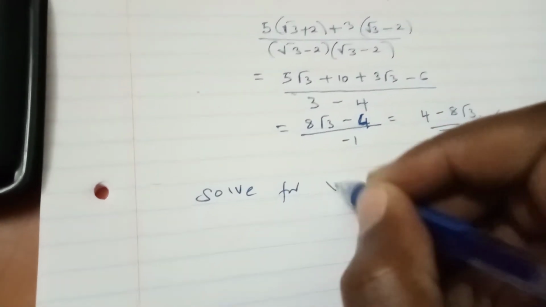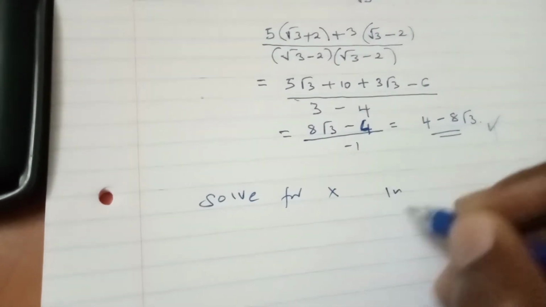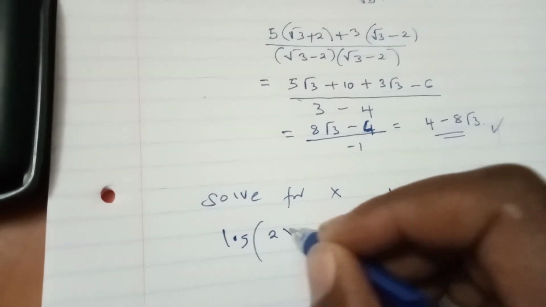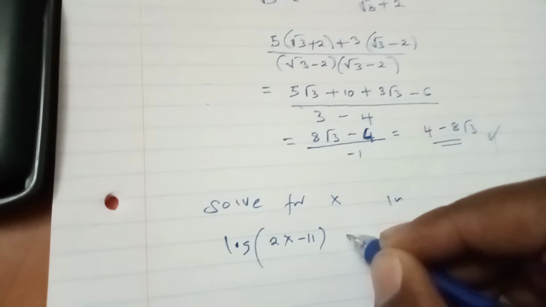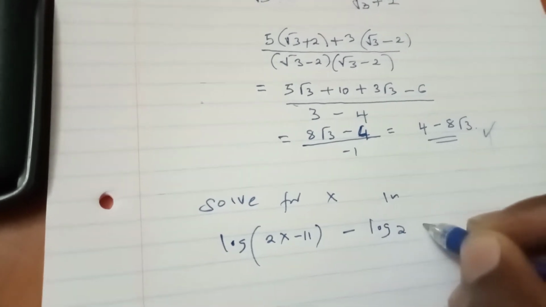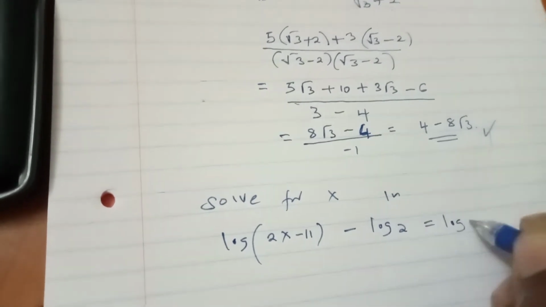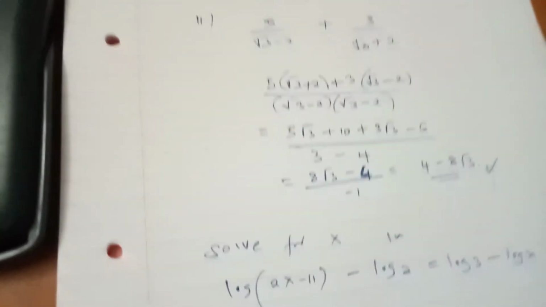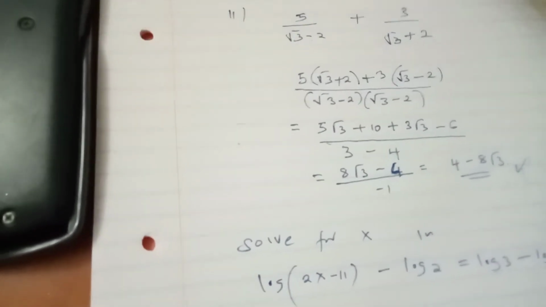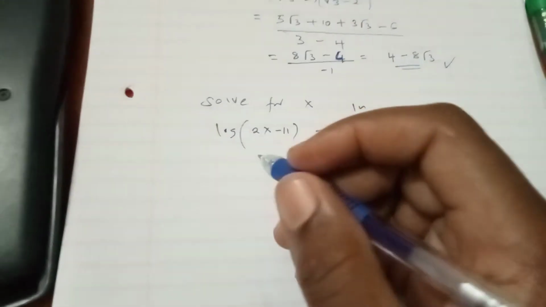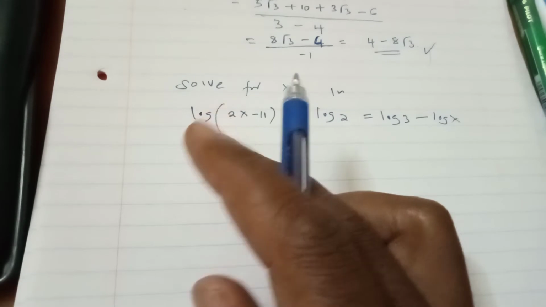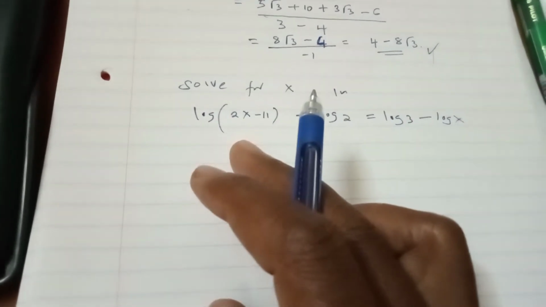Solve for x in, so we have here log of 2x minus 11 minus log of 2 is equal to log of 3 minus log of x, right? So let me hope I can create some more space here. So what we are going to do here is we are going to apply the laws of logarithms.